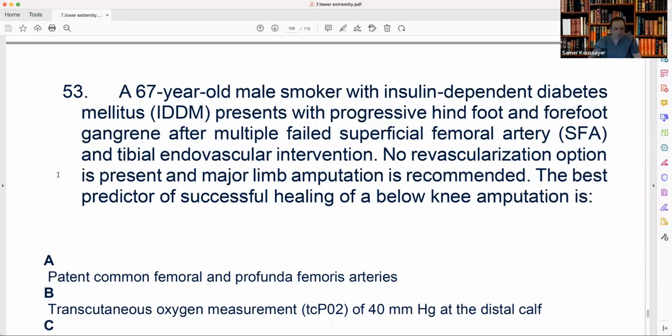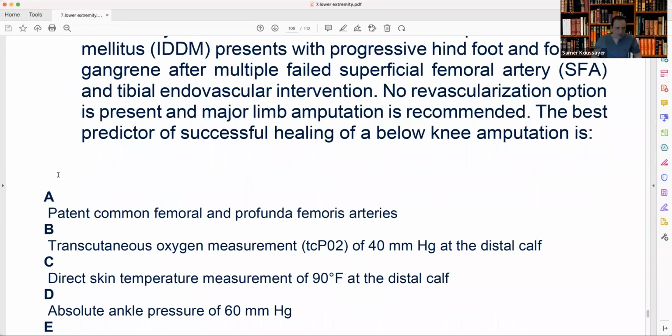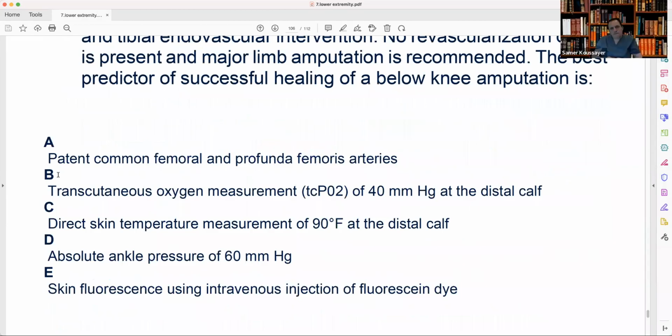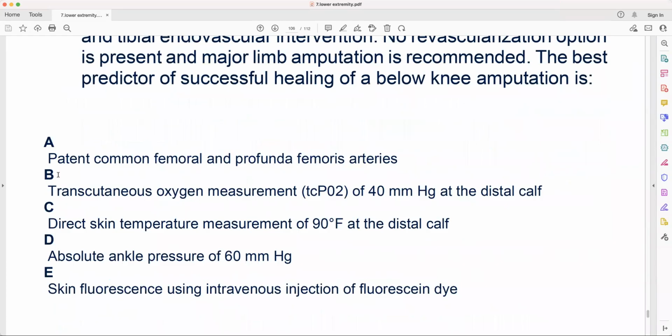So I think this gives us the idea. Let's go one by one, Hamad. A, patent common femoral artery and profunda femoris artery. Usually that is not enough. B, transcutaneous oxygen measurement of 40 millimeters of mercury at the distal calf. This is the answer, doctor. I was between A and B, but in distal calf I don't know.